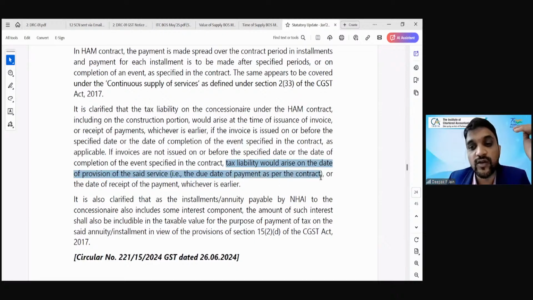So before the due date of payment of the contract, in case of continuous supply, when should we raise the invoice? In case there is a due date of payment for the contract, before that date, if you raise the invoice at that point of time, then it is correct. Otherwise, it will go back to the date of provision of service.